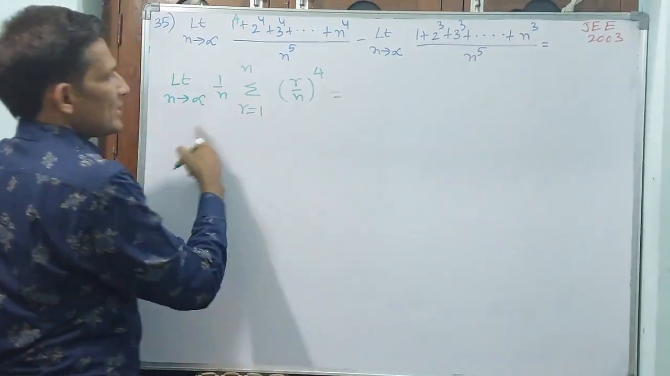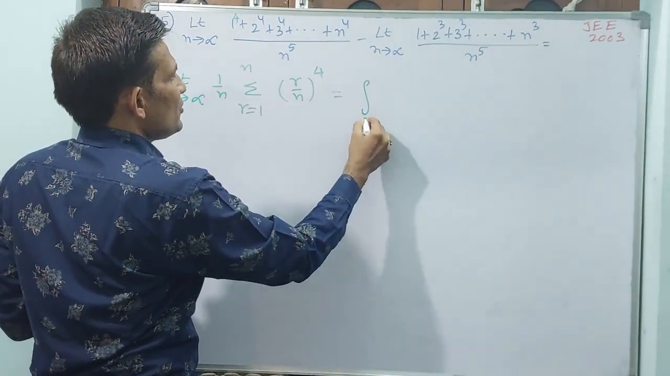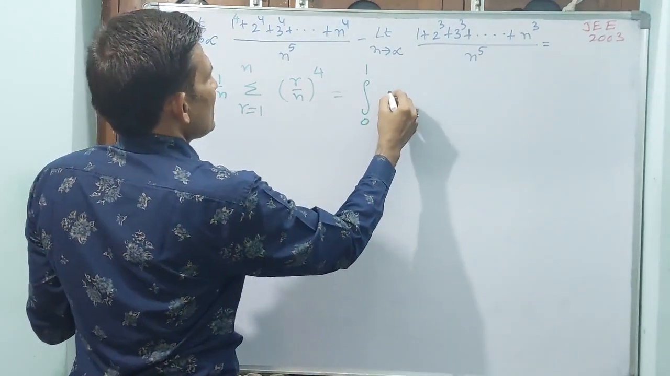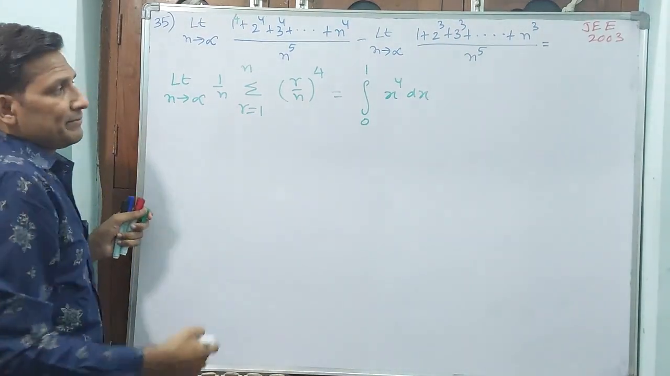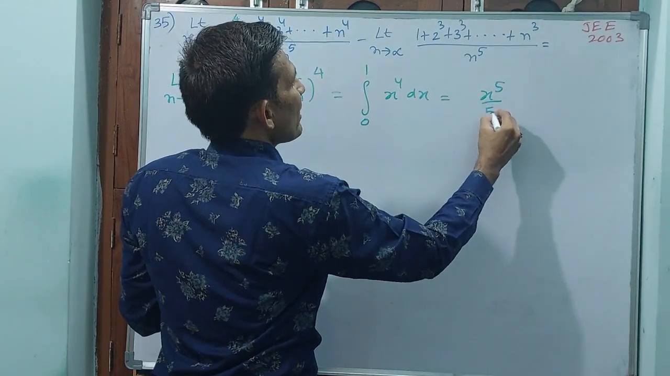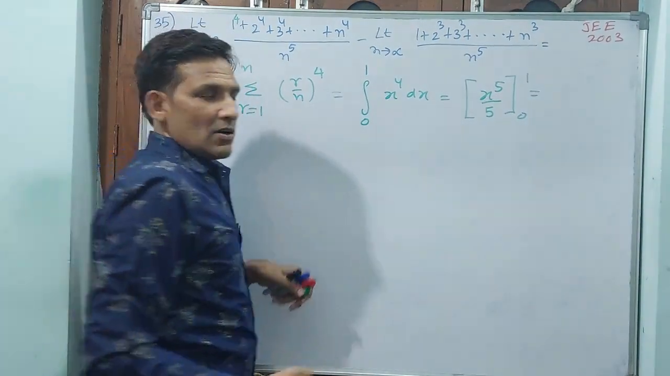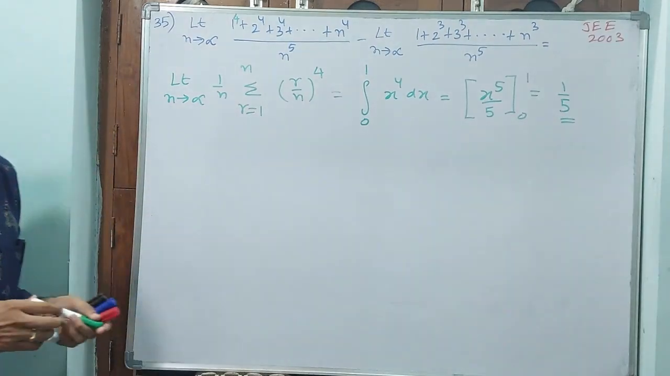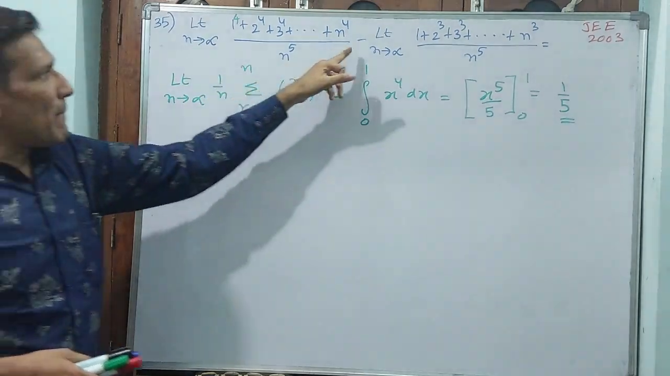Now r by n we make x, that's all. That means integral 0 to 1 of x to the power of 4 dx. This is equal to x to the power of 5 by 5 from 0 to 1, which is 1 by 5, that's all. 1 by 5 minus 0 will come, but you take only 1 by 5, minus 0 you need not write. Now 50% of your question is over. Minus this, you have to do the other.